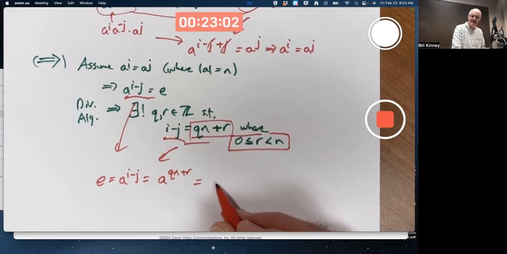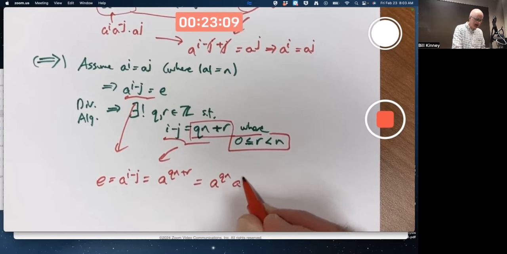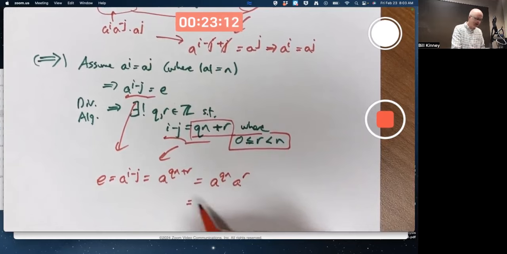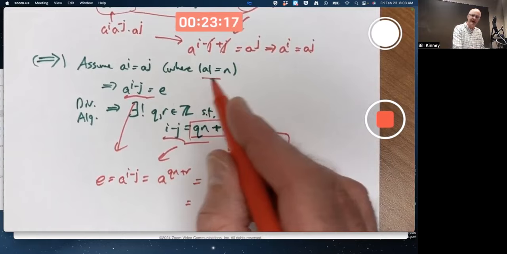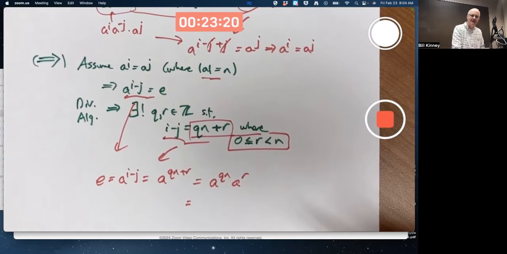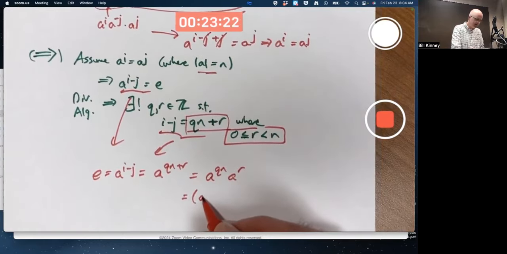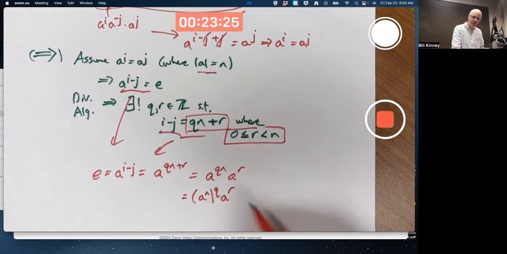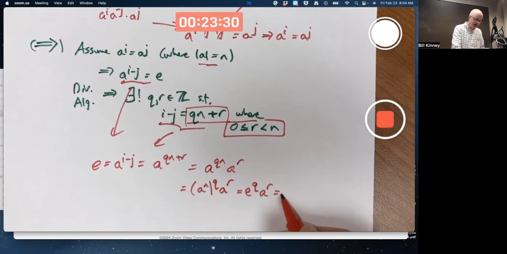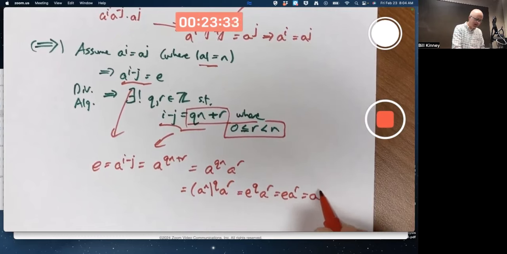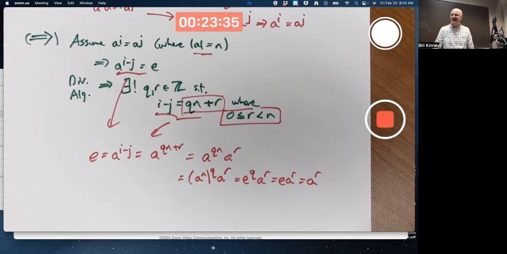I hope it makes most sense to just try simplifying this. Try using properties of exponents again. Oh, and use the... okay, I haven't used the fact that a has order n yet. Use that, just like we did before. What does it imply? It implies that all this simplifies down to a to the r. We've done this kind of calculation a number of times already. It's still relevant.